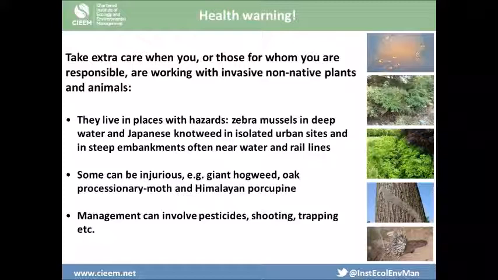And it could be that the management that you undertake could involve you in applying herbicides and chemicals. You could be shooting things, you could be trapping things. These are just a few of the hazards that you're possibly going to encounter. So do work safe, make sure that you're clear.